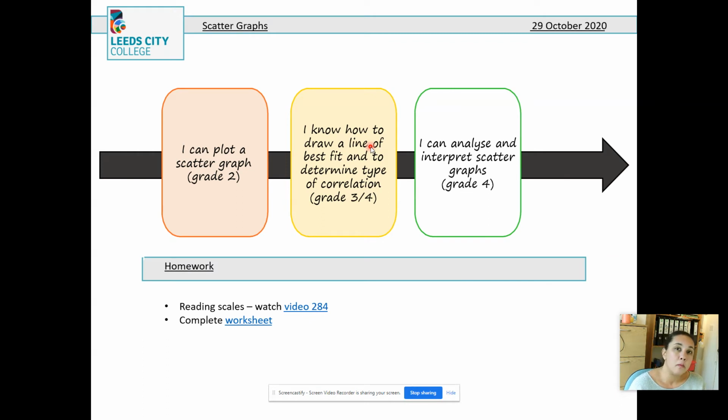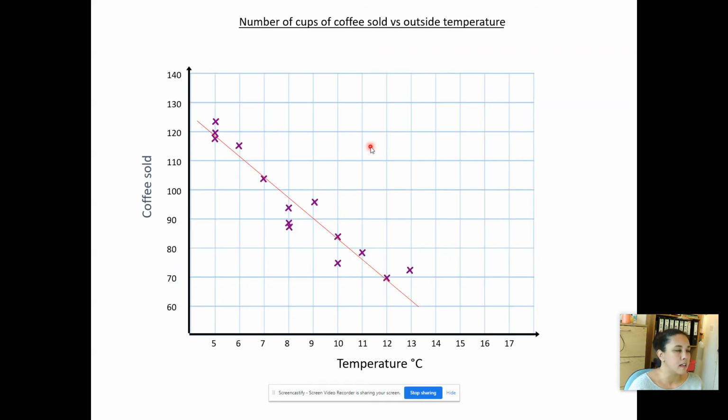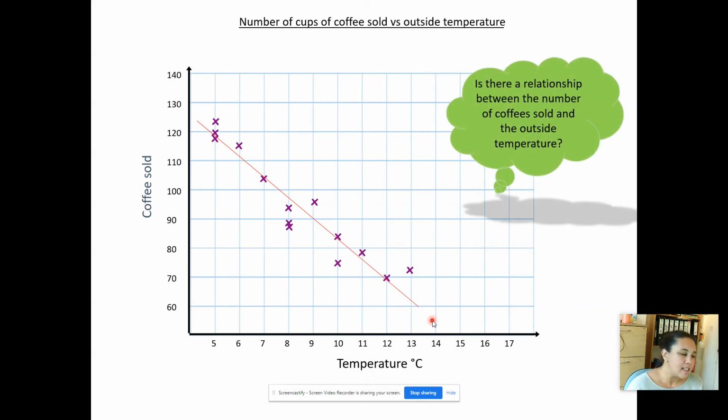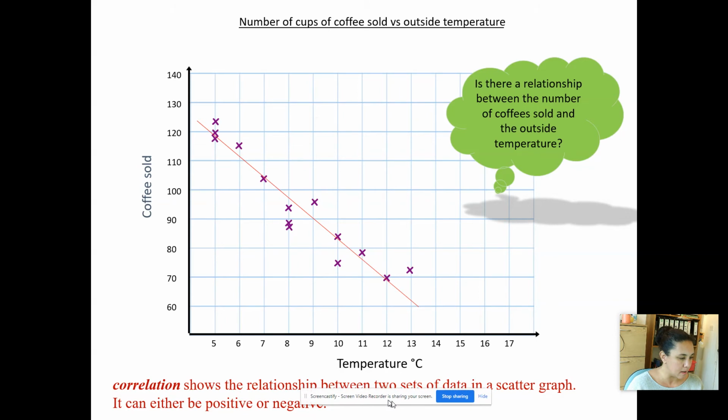So we're now currently working at grade 3 to 4. So let's have a look at that type of correlation then. When we have a look at that line of best fit, we can see that it is downward sloping. And a downward sloping line is indeed indicating that there is a relationship between the number of coffees sold and the outside temperature. And that relationship, oops, there is a bit in the way here, is called a correlation. Correlation is the relationship between 2 sets of data in a scatter graph.